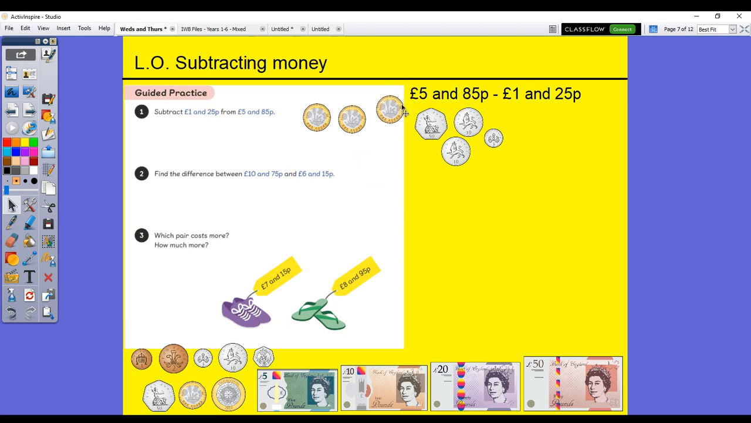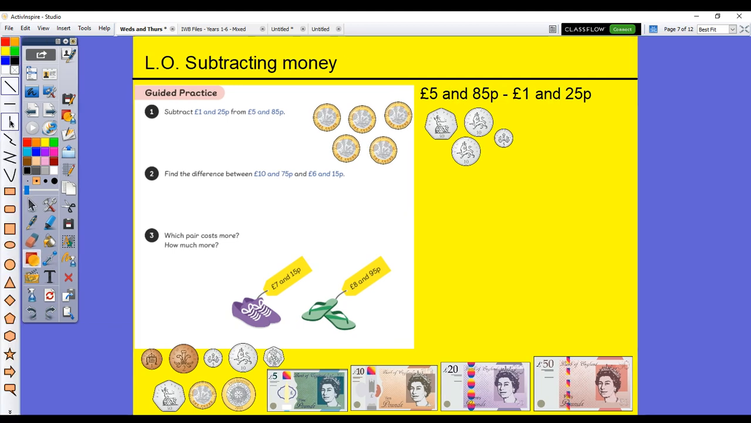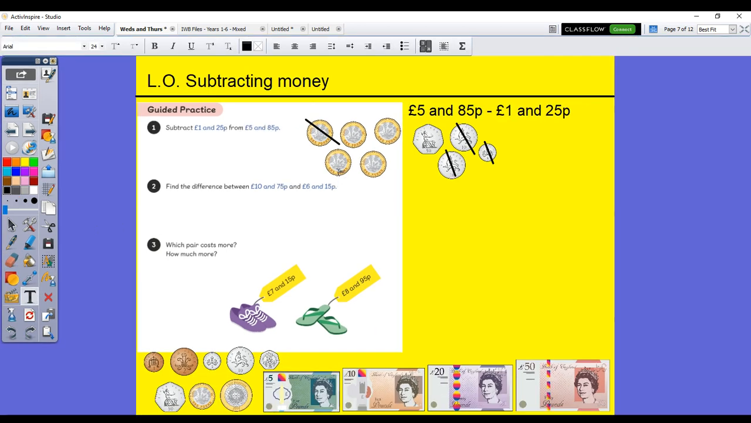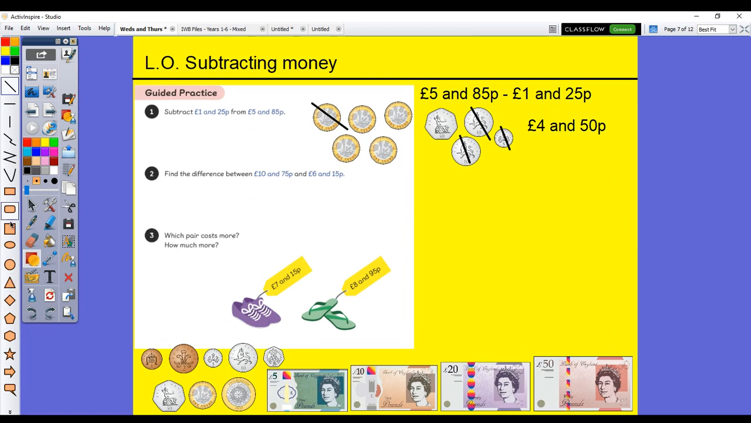So £1, £2, £3, £4, £5. Still got £5 there, but I'm using coins because it's easier to get rid of. So £1, and then I need to take away 25p. 10, 20, 5. How much have I got left? Count with me. £1, £2, £3, £4, and 50 pence. Now we need to find the difference between £10 and 75p and £6 and 15p.